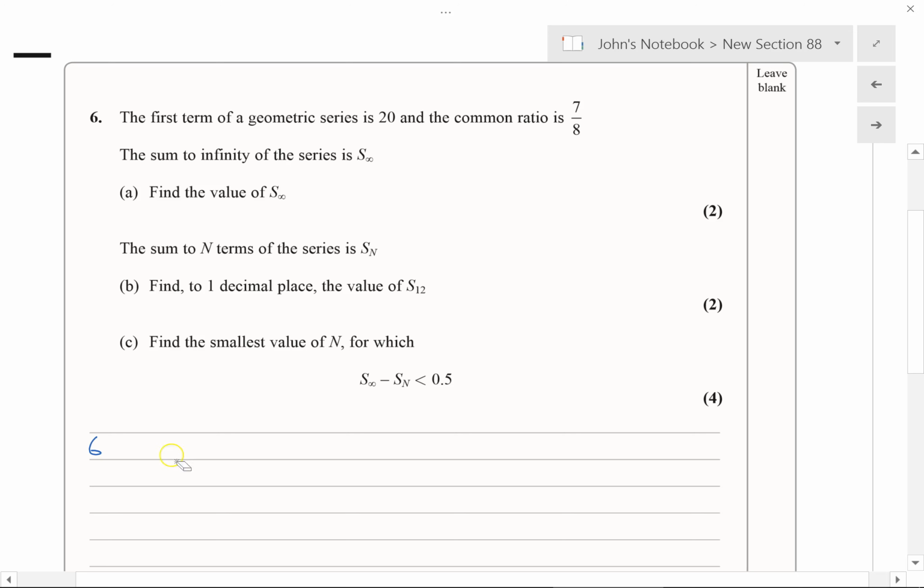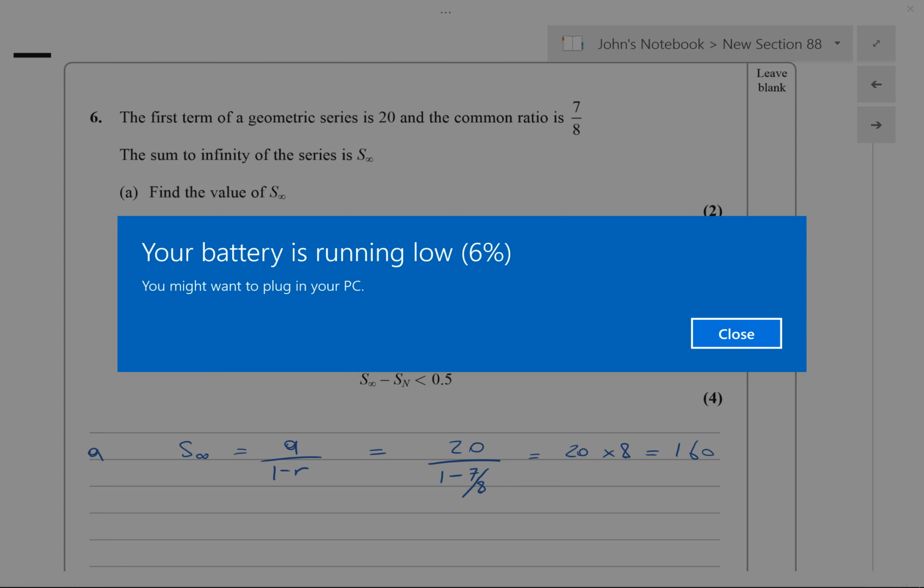Find the value of the sum to infinity. Well, that's just using the formula. There is a formula in the formula book: S infinity is a over 1 minus r. So that equals 20 over 1 minus 7 over 8, which is 20 times 8, which is equal to 160. Okay, so that's 160 for our first one.